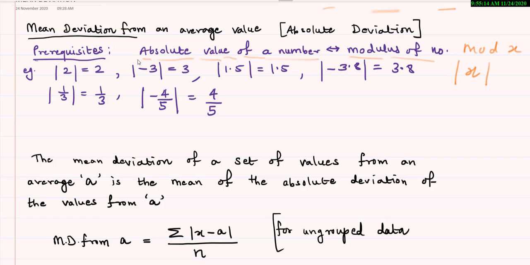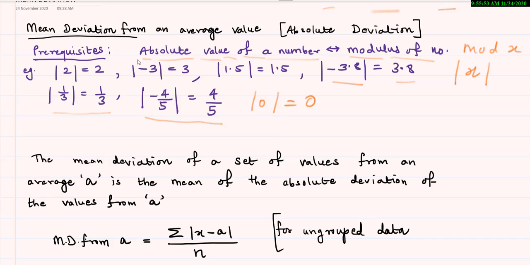So mod of 2 is 2. If you have modulus of -3, it is +3. So remember, modulus answer is always a non-negative real number. That means it can be 0 or any positive real number. Mod of 1.5 is just 1.5, whereas mod of -3.8 is 3.8. Mod of 1/3 is 1/3 itself, but mod of -4/5 is 4/5. And mod of 0 is of course 0.